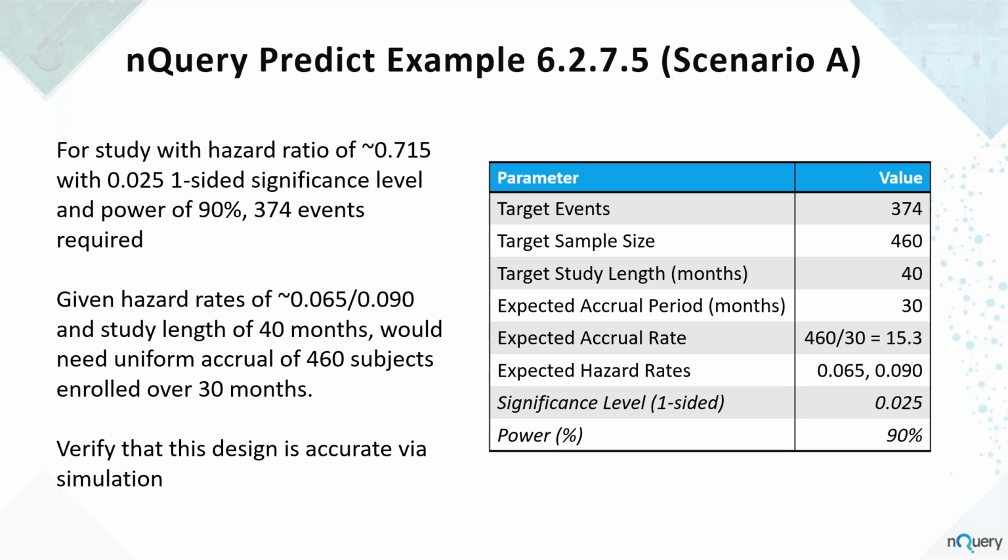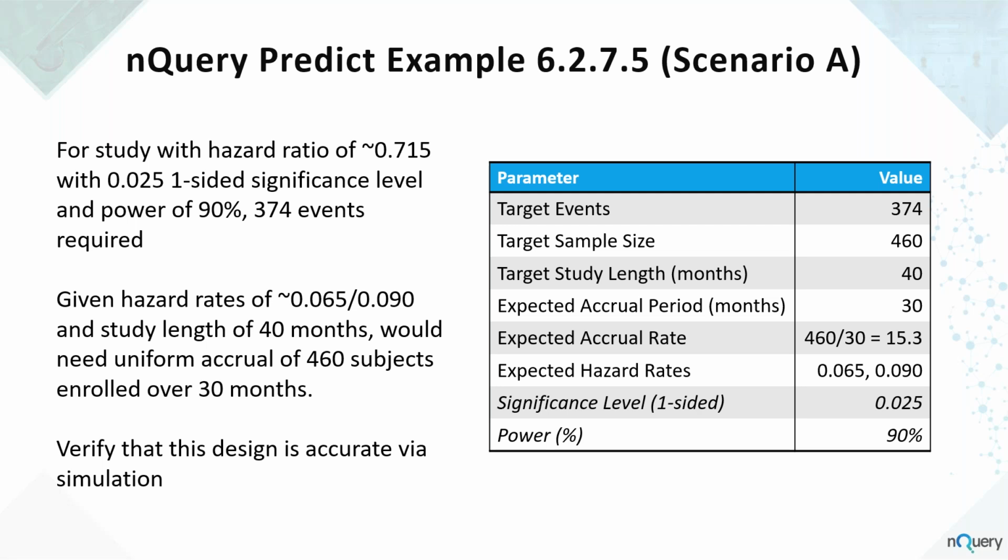In this case, they had a hazard ratio of around 0.715, and for the power that they wanted at the one-sided 0.025 level, they needed 374 events. And based on hazard rates in each group of 0.065 and 0.09 for treatment and control respectively, they said we need 40 months, assuming uniform accrual of 460 subjects over 30 months.